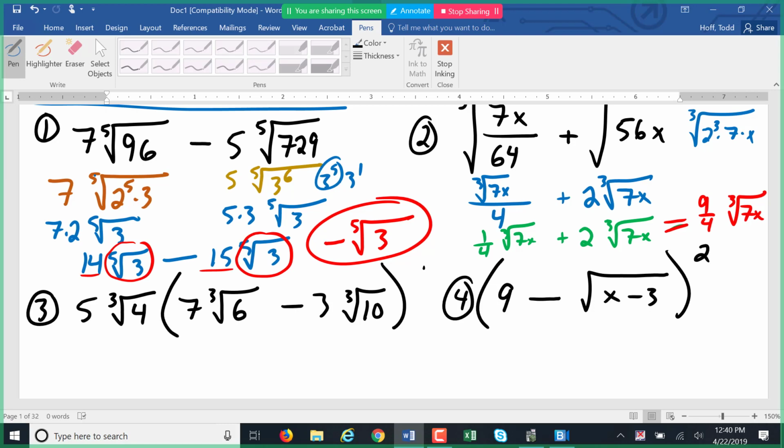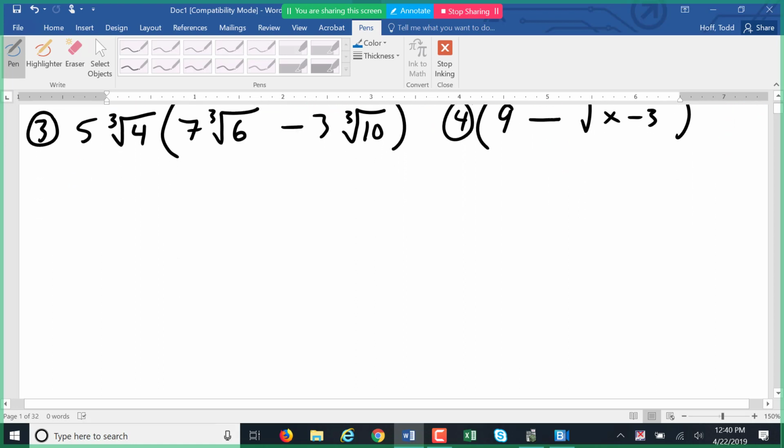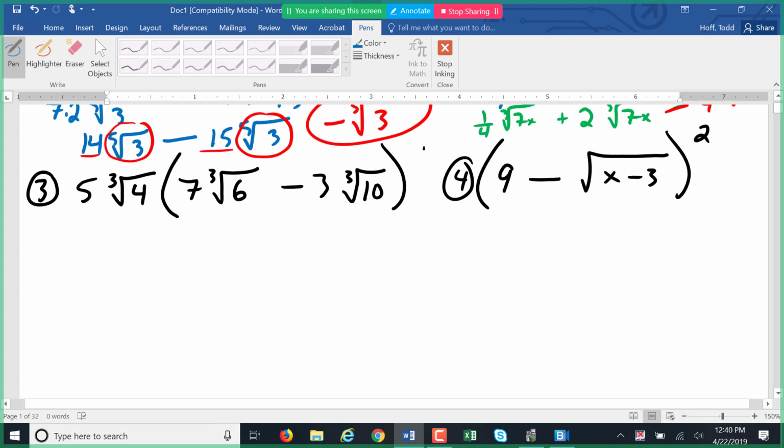Okay, so then, let's look at number 3. Number 3, we are distributing 5 times the third root of 4 times 7 times the third root of 6. Now remember, we can multiply the whole numbers. When we multiply, we do not need the same name. Now we still need the same index of our roots. Third roots can only multiply other third roots.